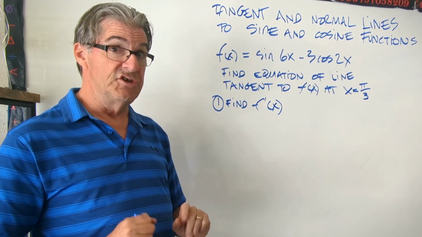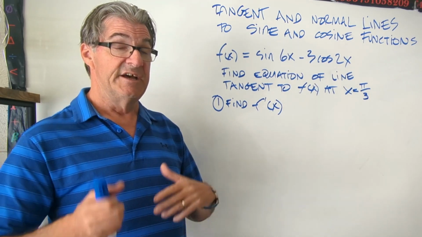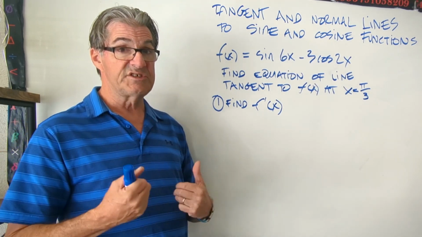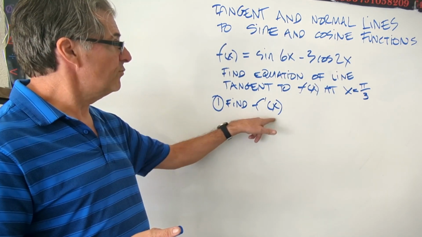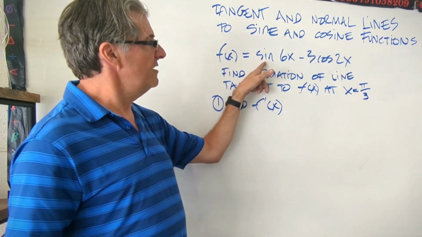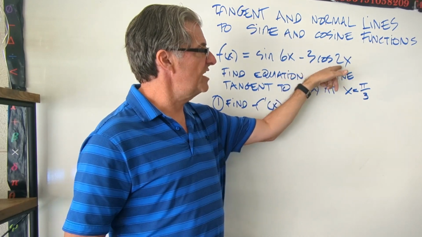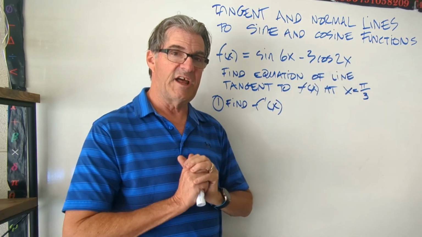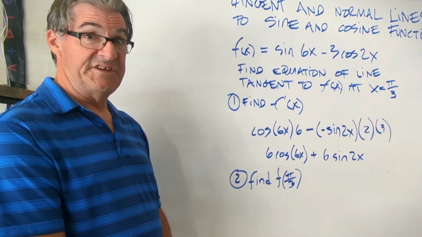Okay, first step, you have the tools from our last lesson taking derivatives of sine and cosine functions. So find f prime of x. Find the derivative of sine 6x minus 3 cosine 2x. Pause the video, work that through, and come right back. Let's see how you did.